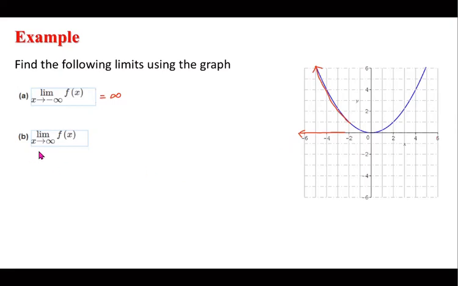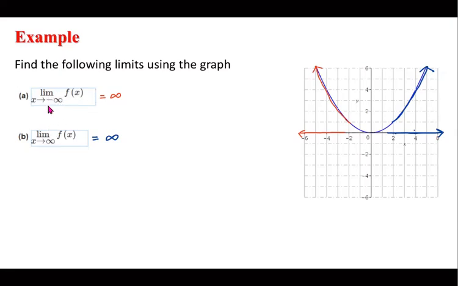Similarly, if we want to find the limit as x approaches positive infinity, if x goes towards positive infinity on this side, what we see is this graph goes upward. This graph is going all the way up and it continuously increases. That means when x approaches positive infinity, the function value also goes to positive infinity. So that's how we can find the limits at infinity.